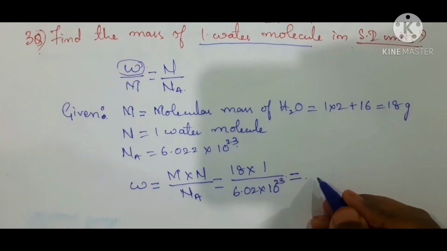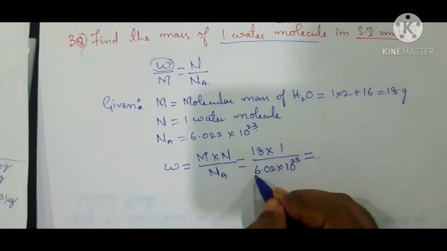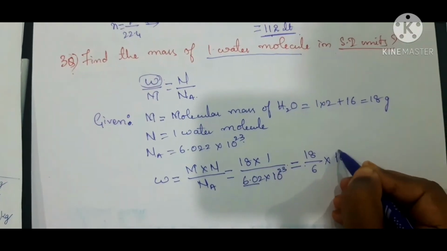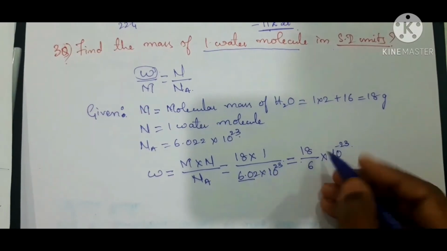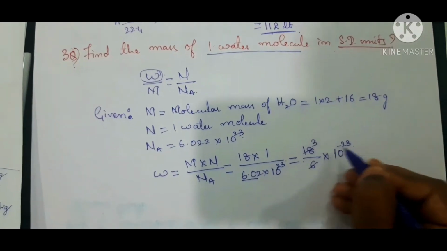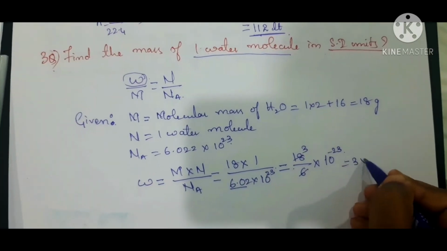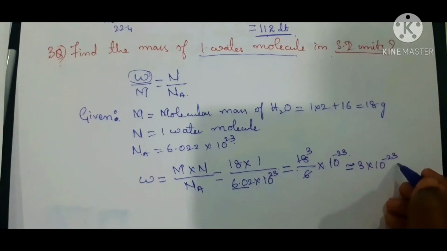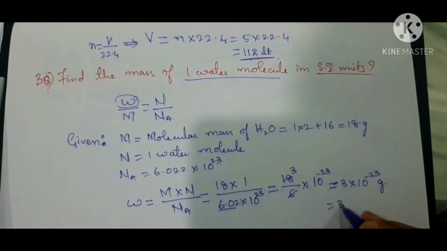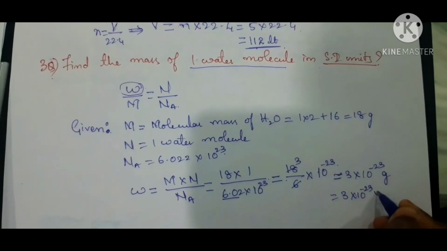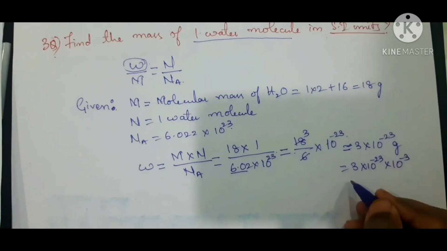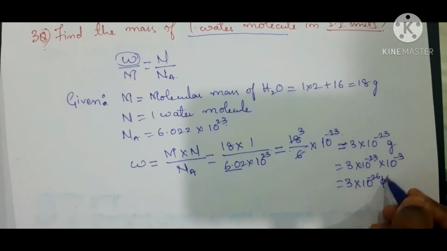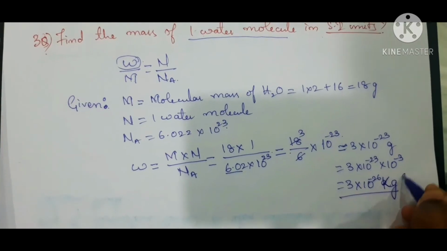Let us make this approximate. 18 by 6, taking 10 to the power of 23 into the numerator as 10 to the power of minus 23. 6 threes are 18, so that comes to 3 into 10 to the power of minus 23 approximately. This is in grams. To convert into kg, I should multiply by 10 to the power of minus 3, and that comes to 3 into 10 to the power of minus 26 kg. This is the SI unit.